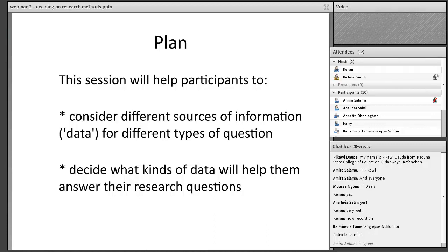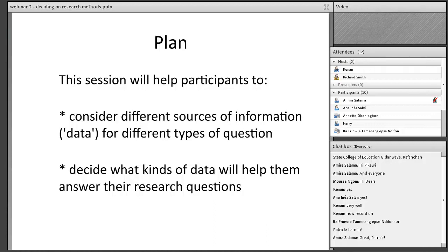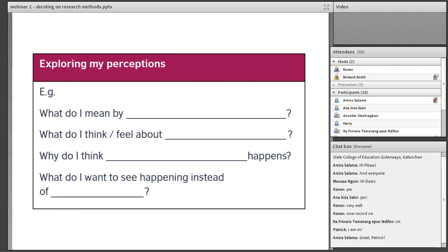So this week, let's think about what kinds of data will help answer those different kinds of research question. I'm going to give some examples, and then we're going to turn over to you and maybe look at some of the research questions that you actually have in your mind. But that's just to remind us of what kinds of research question there might be. As I said, the first kind might be exploring your own perceptions. So some of your questions might be like this.